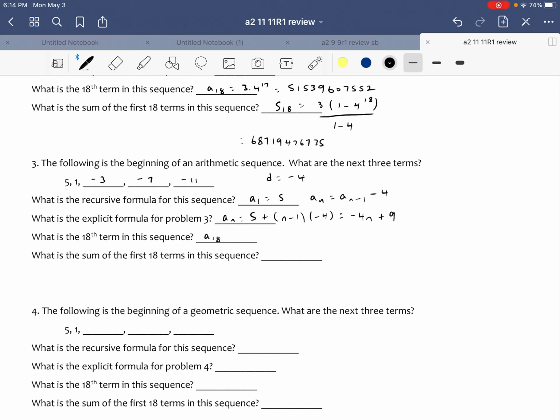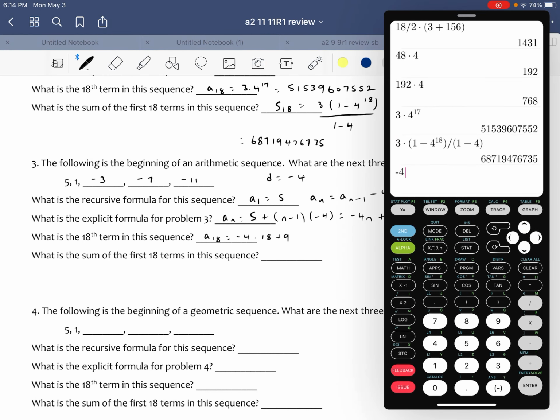18th term. I'm going to use the explicit and plug in an 18. -4 times 18 plus 9. -63.